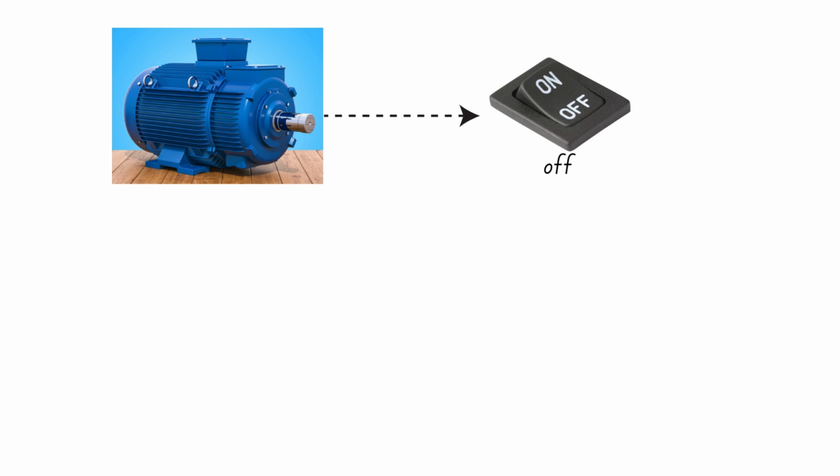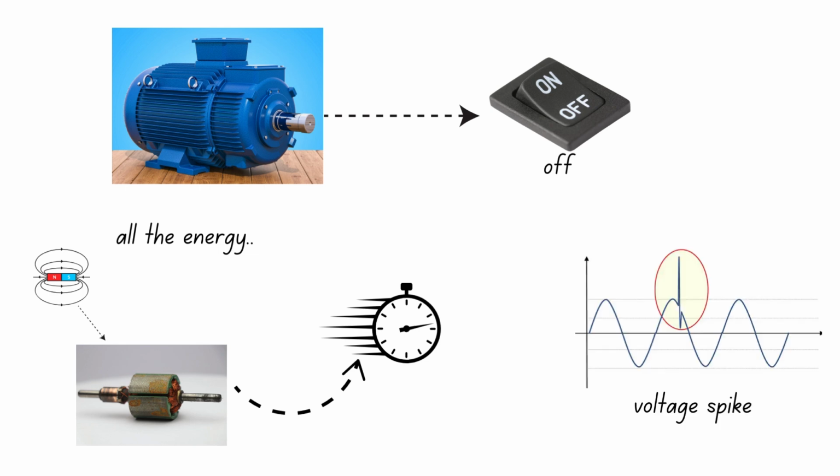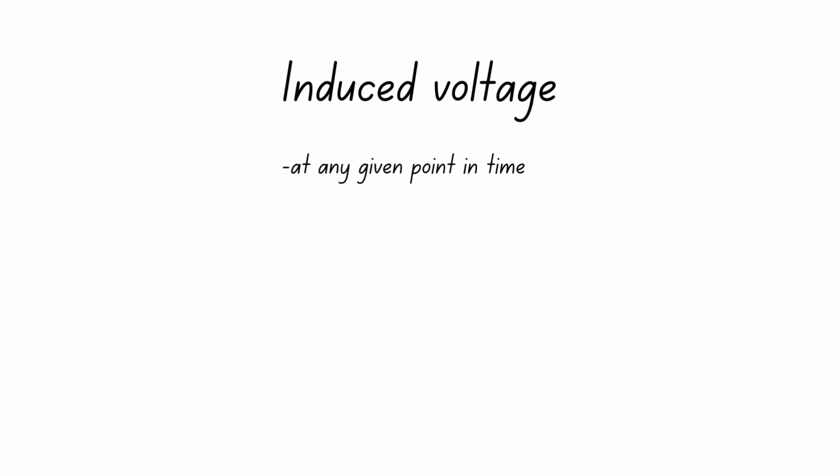This is because, at that moment, all the energy stored up in the magnetic fields of the coils is dumped promptly, inducing a very large voltage in the process. If proper caution is not taken, these spikes can damage other devices connected to the circuit. The energy stored in an inductor is given by this equation, and the induced voltage at any point during the energization of the inductor is given by this equation.